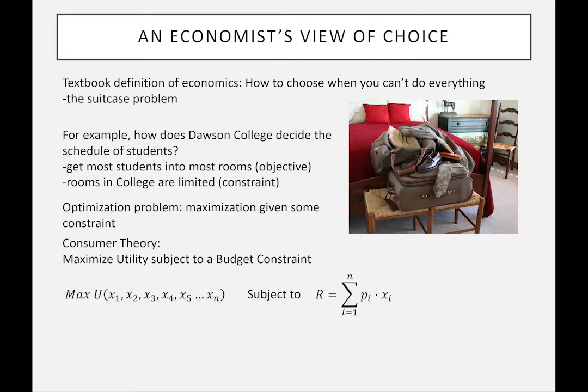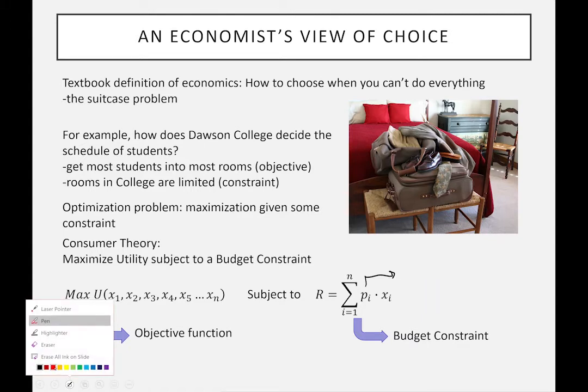We can show this mathematically in the following way, and this is how it's done normally in microeconomics. U represents utility or happiness. We've got a variety of goods that you can purchase, X1, X2, X3, X4, and so on. This is the objective function, and it's subject to a budget constraint where I'm using R as the money available, and these are the prices of the various items. And this is the amount of money available to spend.